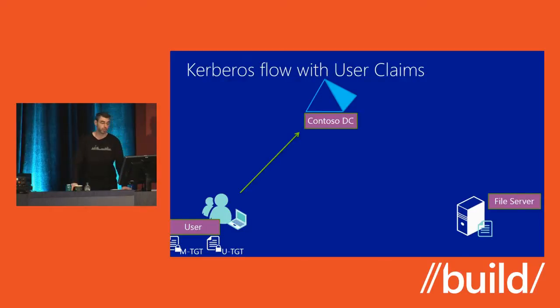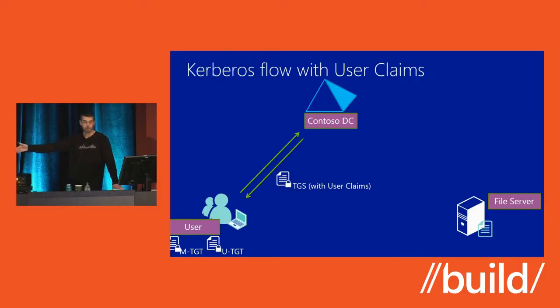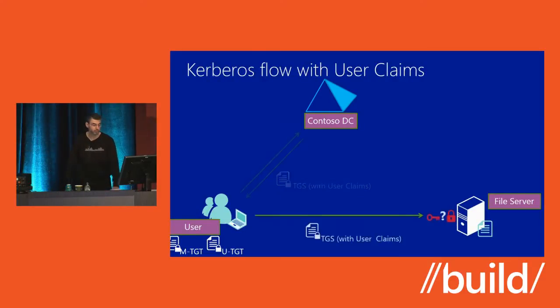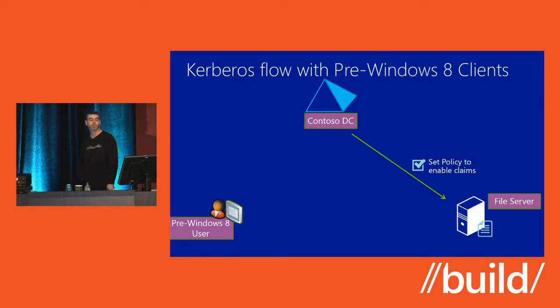So, the Kerberos flow with user claims. User wants to go to a file server. They get a ticket to the file server with their claims. They take that same ticket to the file server, they get access. So this is just, we added claims to the ticket. Nothing special other than the claims are there and that they can be used in access control. But what if we have pre-Windows 8 clients? You guys think that maybe there might be some pre-Windows 8 clients around for a while in corporations?